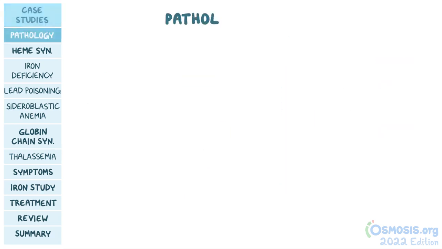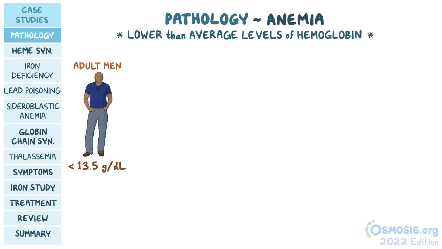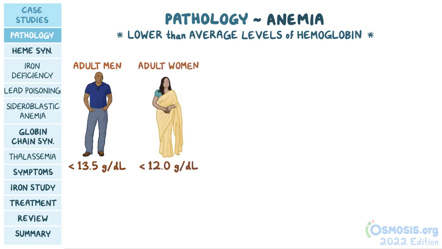Both Istu and Thalia are suffering from anemia, which is defined as lower than average levels of hemoglobin, typically below 13.5 grams per deciliter in adult men and below 12.0 grams per deciliter in adult women. For children, this level varies based on the age.